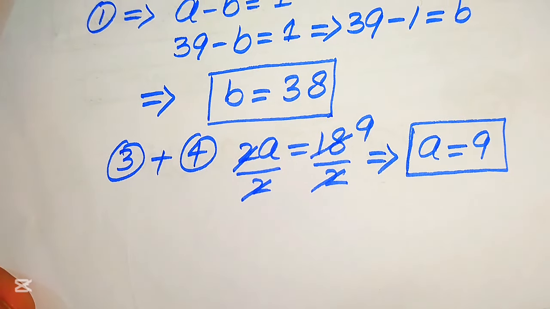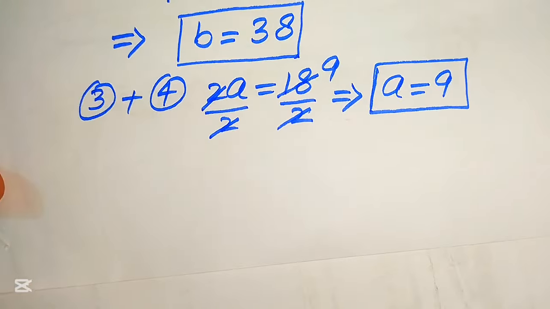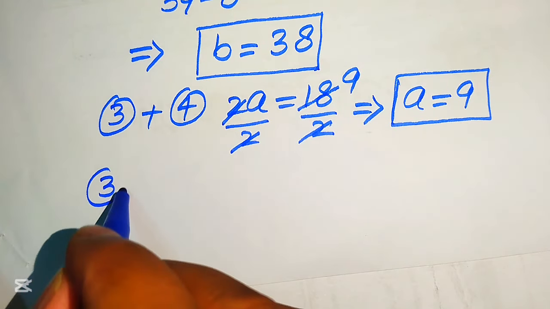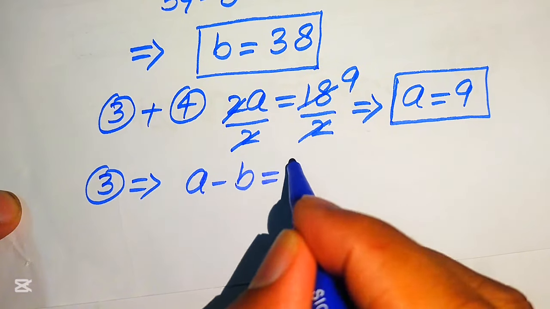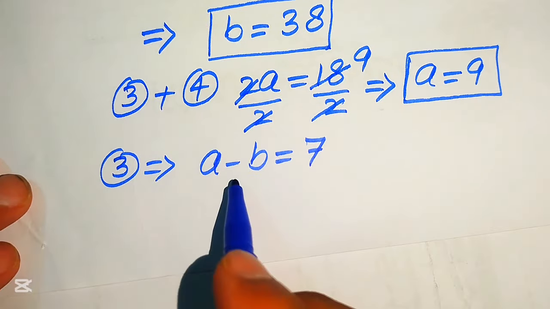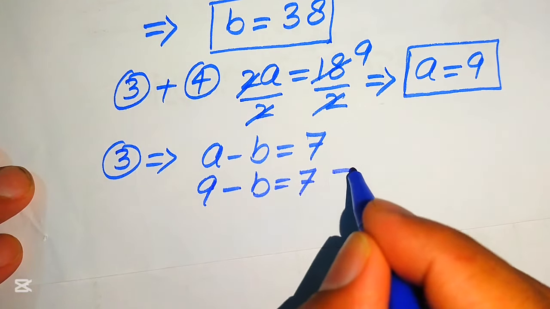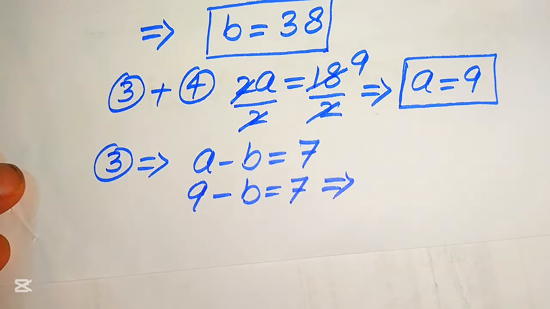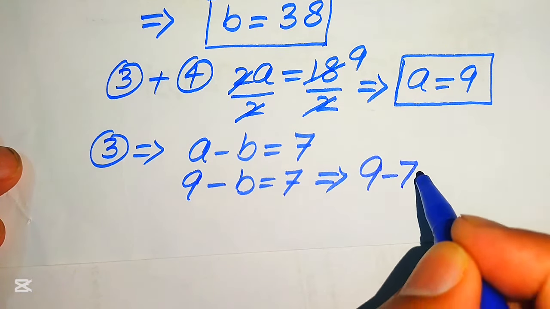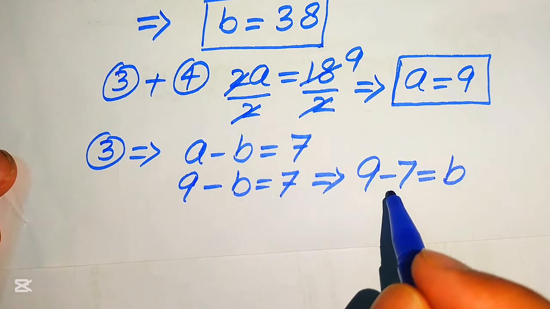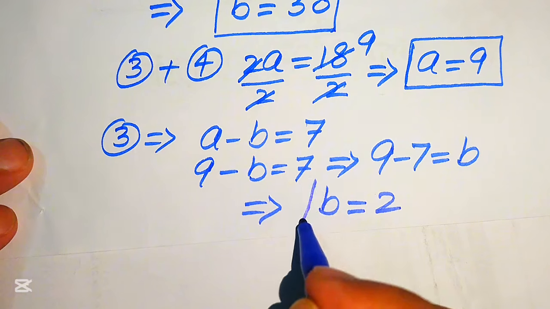And now for the value of b, we need to put this value of a in equation number 3. Equation number 3 is a minus b equals 7, and we put this value of a here, it becomes 9 minus b equals 7. This implies we move minus b to the right hand side and 7 to the left hand side, and we get b equals 9 minus 7. So from here we get b equals 2.